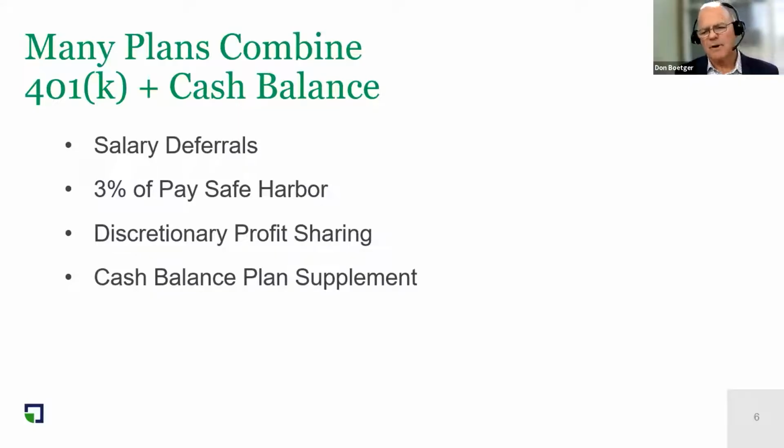So if you thought about what David was presenting, what you concluded is it takes two plans to best design a program. One is salary deferrals in the 401k, so that you can save, and it's flexible, as much as you want up to the upcoming year's $20,500 limit. So that's piece one. That's flexible. Every one of your people decides how much they want to save out of their pay for retirement. Feature one. Feature two is typically the 3% of pay safe harbor.